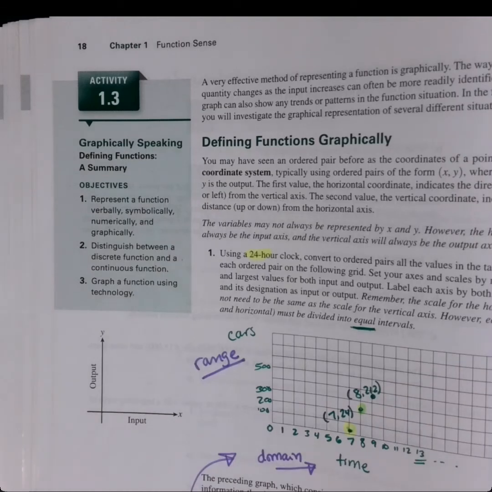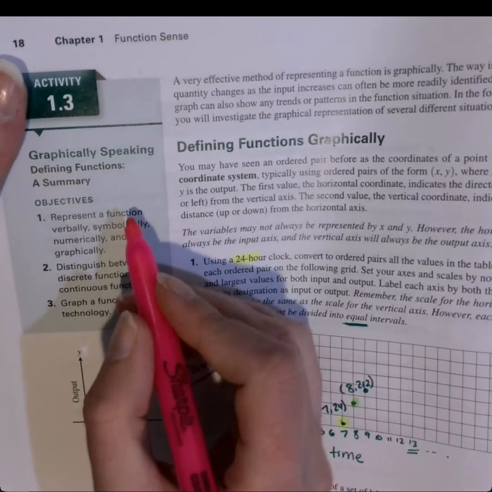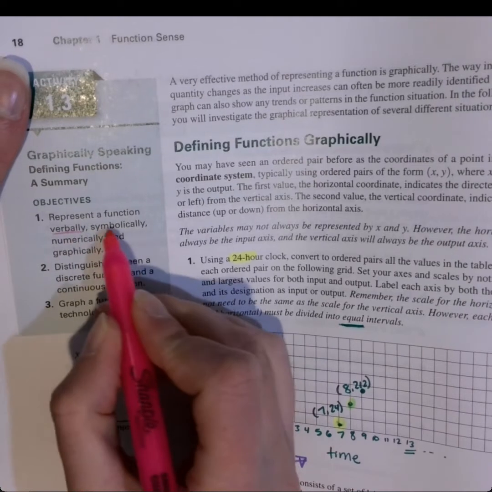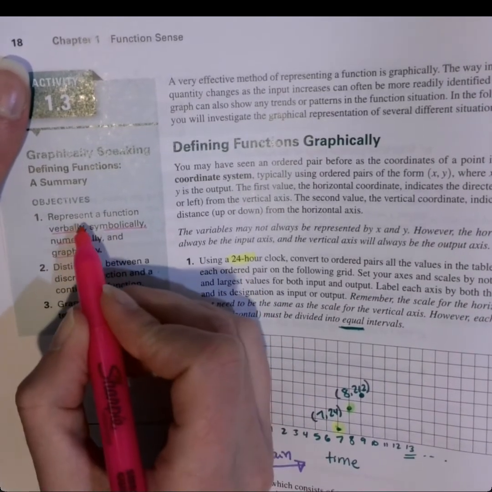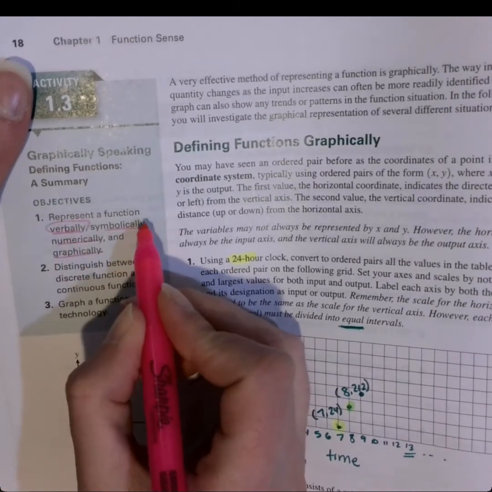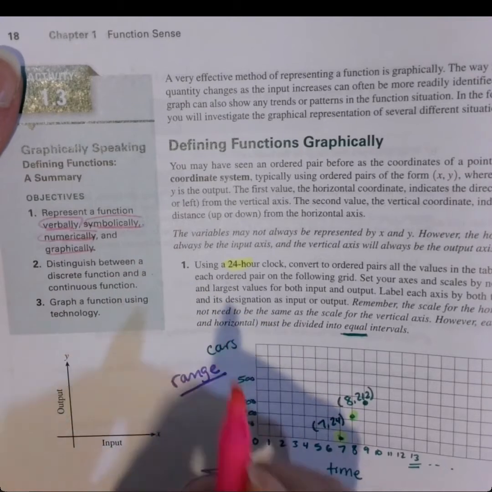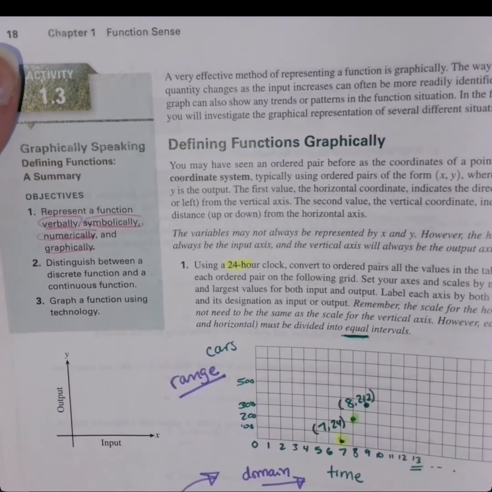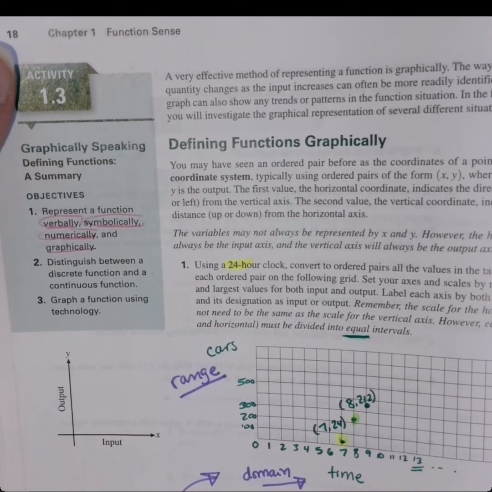Here we're looking at section 1.3. It's a summary on defining functions. So we will talk about them verbally, symbolically, numerically, and graphically. We've already talked about the verbal, symbolical, and numerical aspects in the previous two sections. So we'll get a chance to look at those again and at the graphic definition of a function.